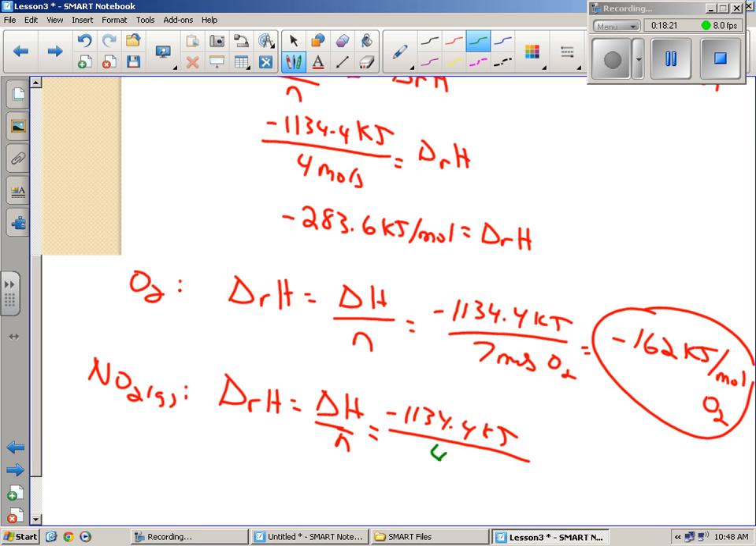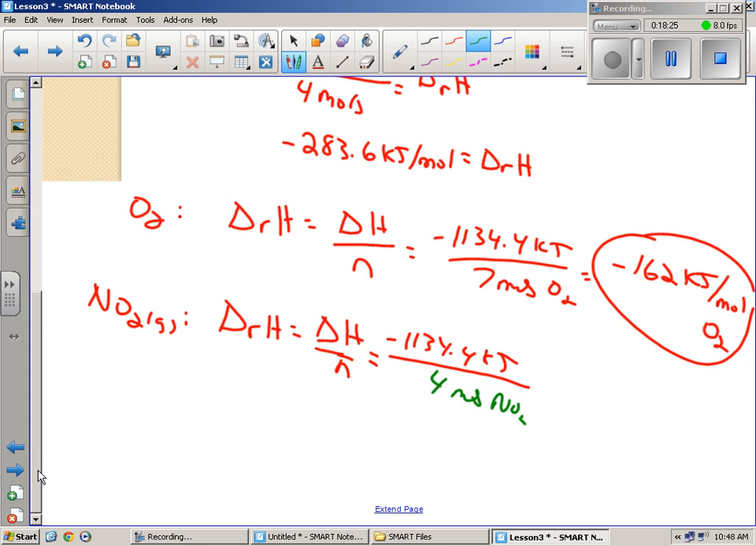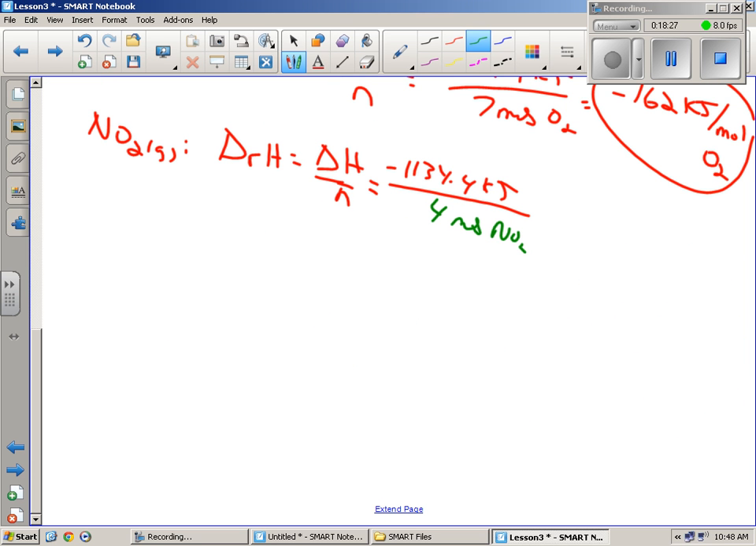Well, dividing it by 4 moles of NO2, once again, you're going to get negative 283.6 kilojoules per mole of NO2. That's how much heat would be produced per mole of NO2. So maybe in this particular equation, I can only make 1 mole of NO2. Well, I get 283.6 kilojoules, okay?